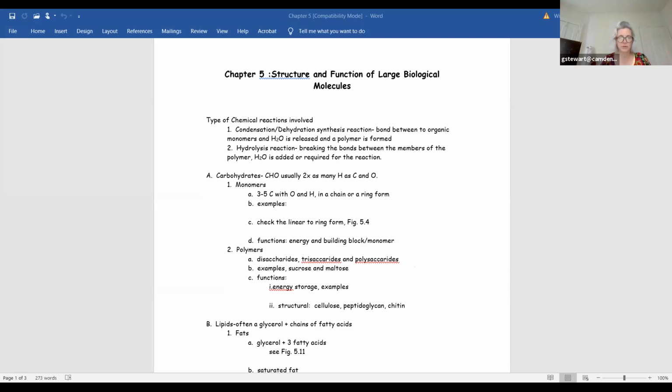And the monomers for carbohydrates, I think the rule is to be a carbohydrate, you have to be at least a chain of 3 carbons, okay? So that's not very many. If it's a chain of 3 carbons, it's usually drawn as a line or in a linear form. Once you get to 5 or 6 carbons, which are the more common carbohydrates, monosaccharides, the monomers of monosaccharides, you'll see them in a ring form.